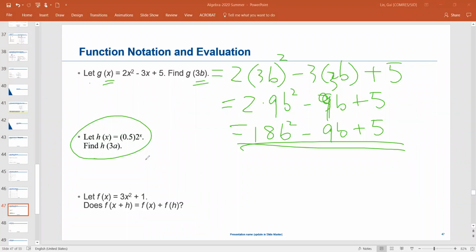No questions, right, guys? So let's move on this one now. Okay. So h is h(3a). So the input is 3a. So it means we need to replace the x with 3a. So here is half times 2, 3a, right? So here half actually we can write into like this, right?